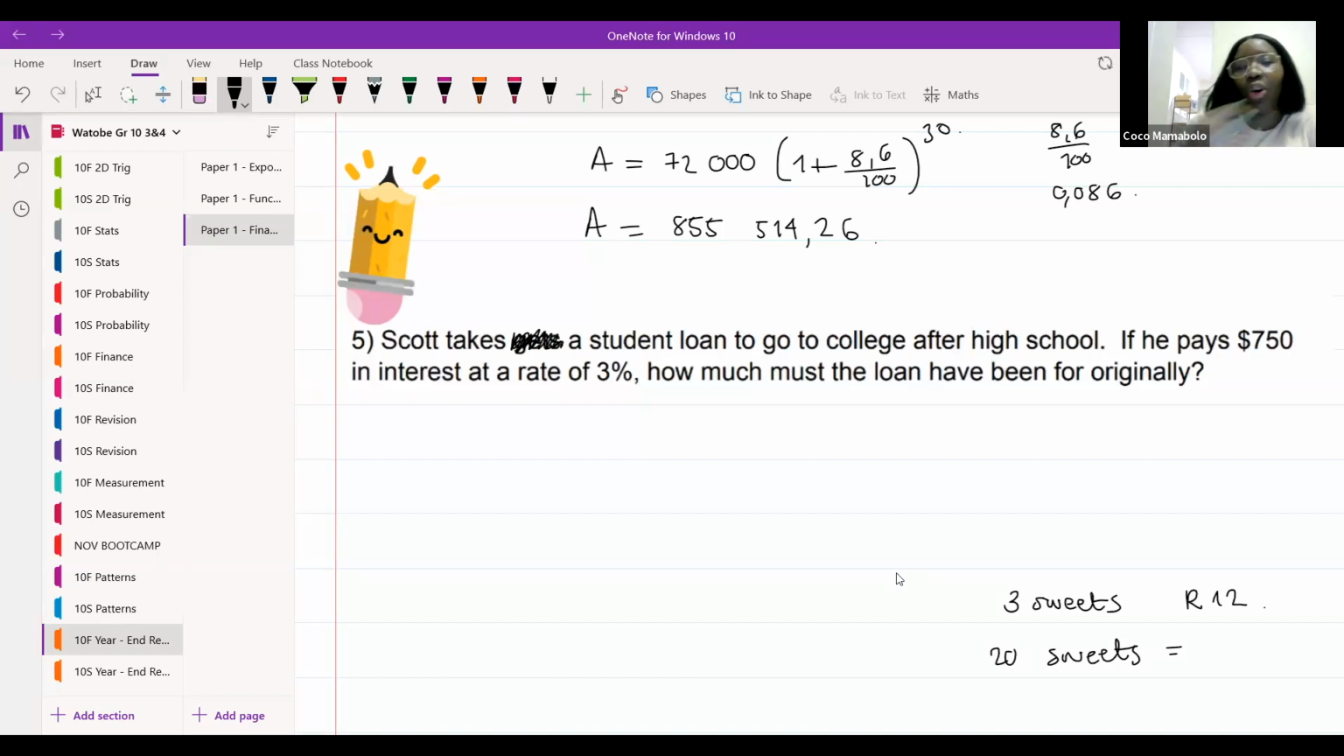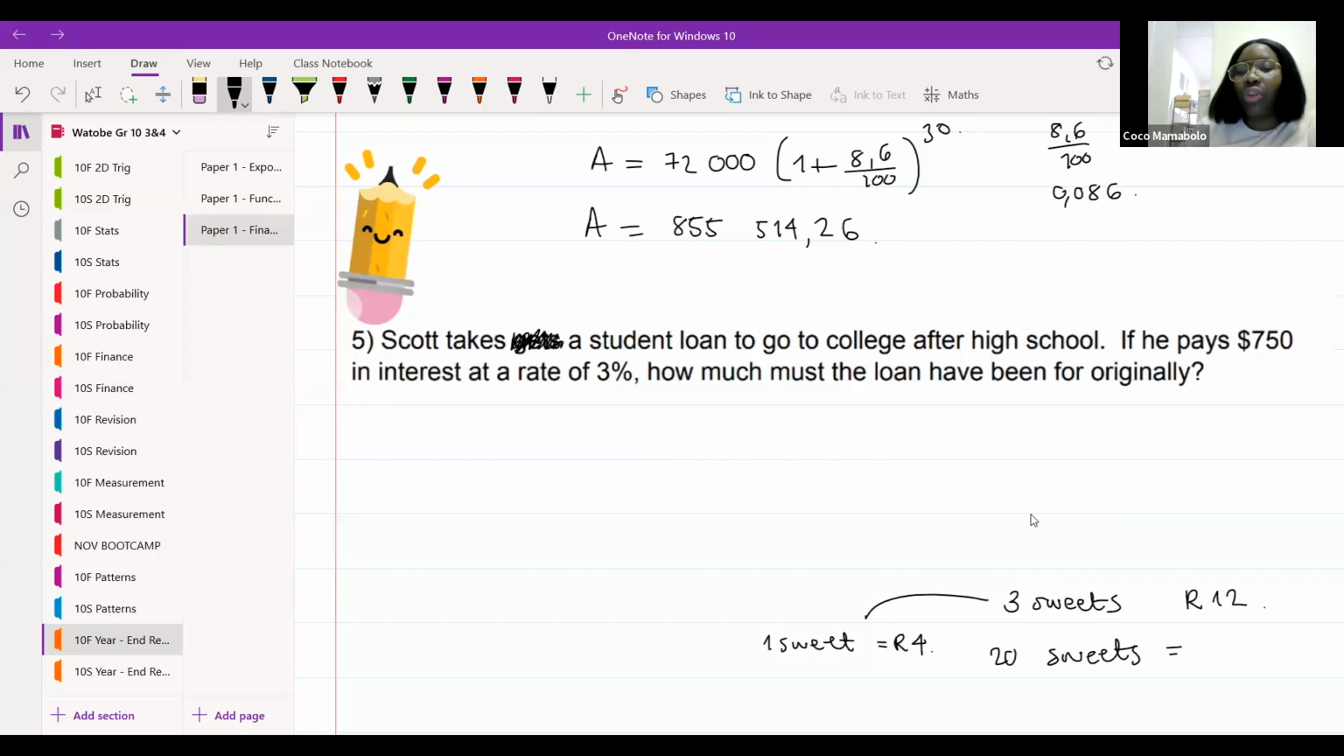Correct, Mfundo. Yes, Ndumiso, what do you say? Ma'am, I was just going to say 3 divided by 12. Okay, good. 3 divided by 12, so we can find out how much 1 sweet costs. So 1 sweet costs how much? It costs 4 Rand, because if 3 sweets cost 12 Rand, 1 sweet is going to cost us 4 Rand.